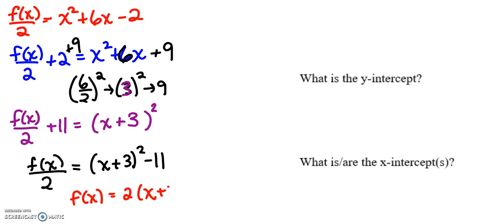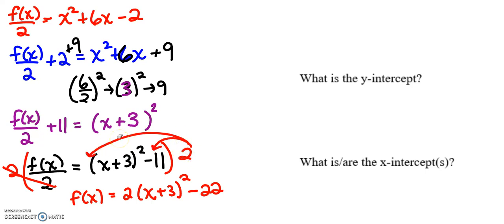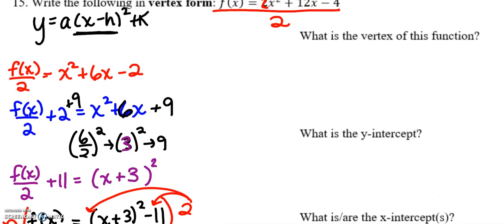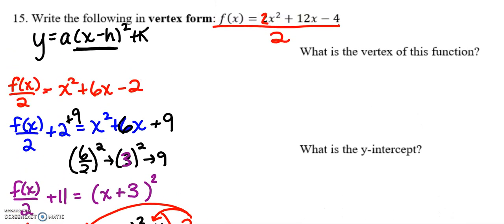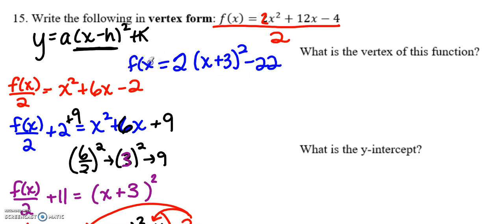And remember that the 2 needs to distribute to that 11 as well, because we would multiply this whole thing by 2, so those cancel. And then the 2 on this side would need to distribute to both terms. So in vertex form, we have 2 times the quantity x plus 3 squared minus 22. That is equal to our function.